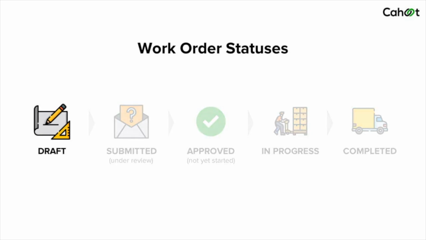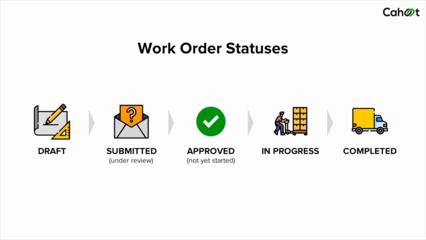Draft are work orders you've started but haven't submitted to Kahoot yet. Submitted, or pending approval, are work orders that are currently under review by Kahoot. Approved are work orders that have been approved by Kahoot and are waiting for the warehouse to begin work. In progress are work orders currently being worked on. Completed are finished work orders. And lastly, there's also canceled, which are work orders we've stopped.